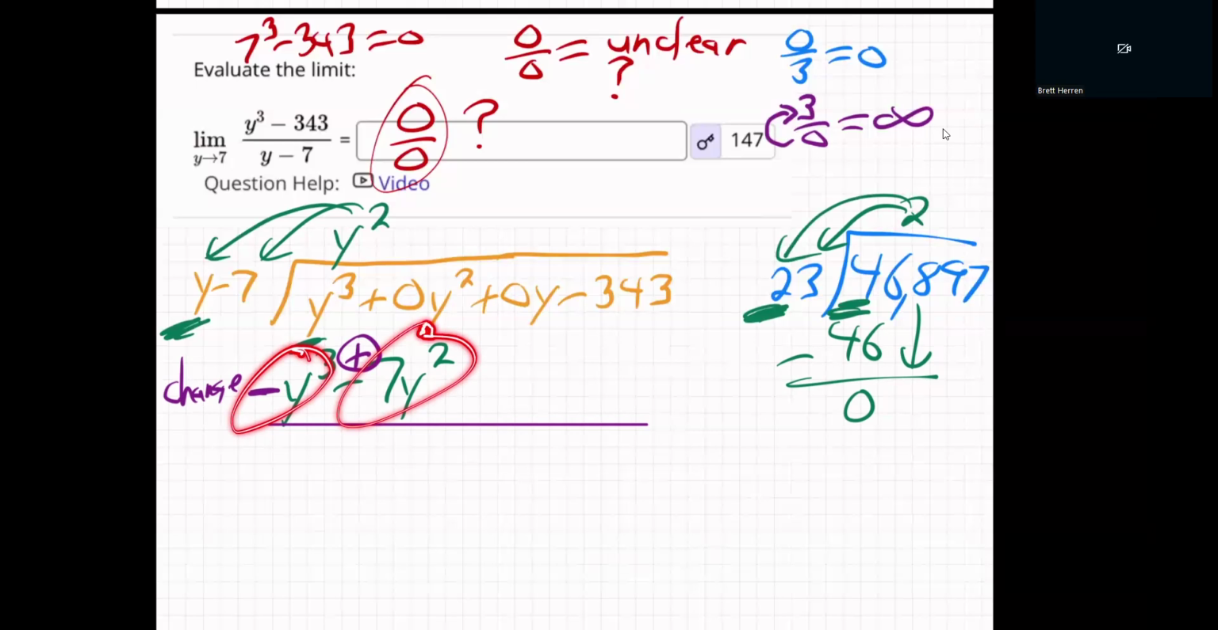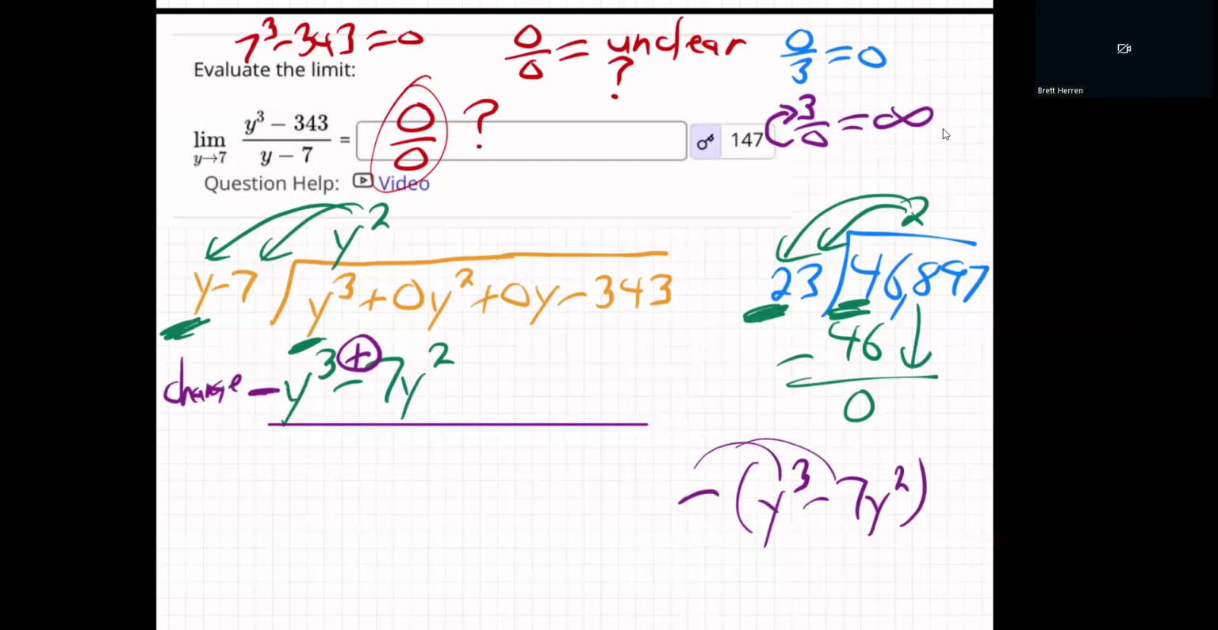So when you subtract a minus 7y squared, what I really did there is I subtracted y cubed minus 7y squared. That distributes and you get minus y cubed plus 7y squared. You see? That's why this became plus 7y squared.